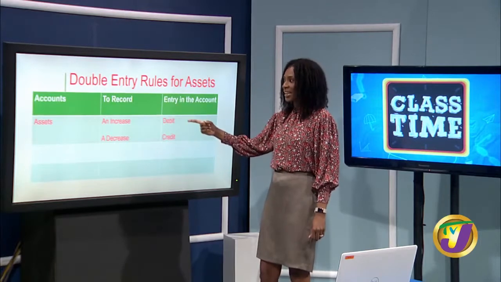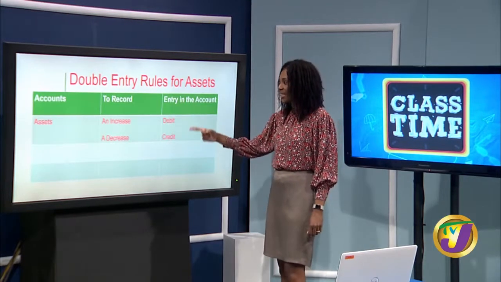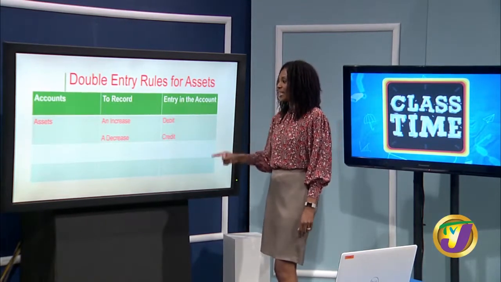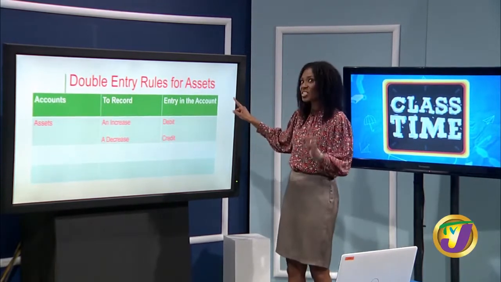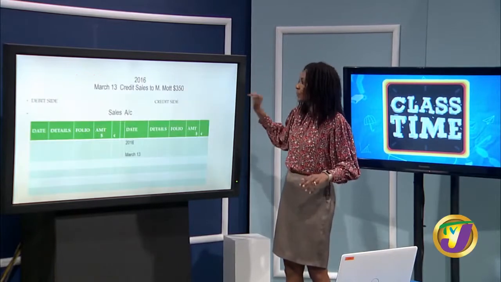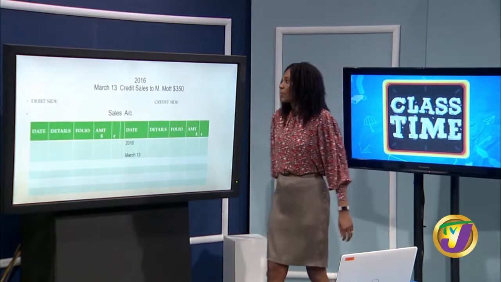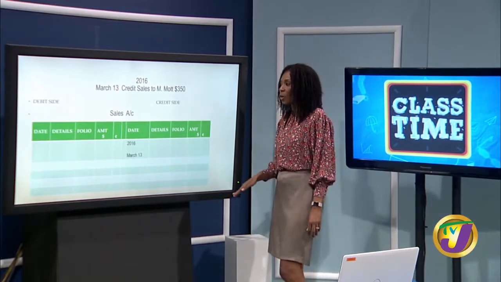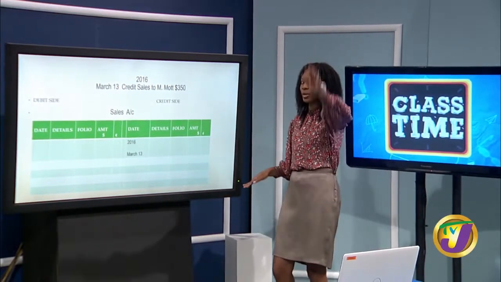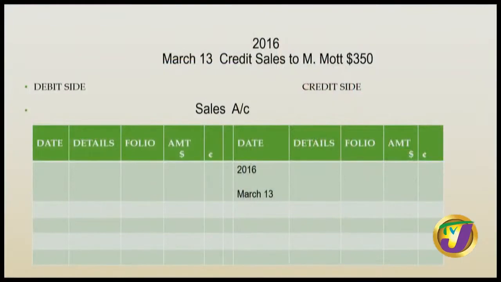Don't forget, again, reminder: increase in asset you debit, decrease in asset you credit. All right? Double entry rules for assets. And stock is an asset. Now, demonstration on the credit side of the sales account. Here we are crediting because we are having a decrease in stock, which is an asset.